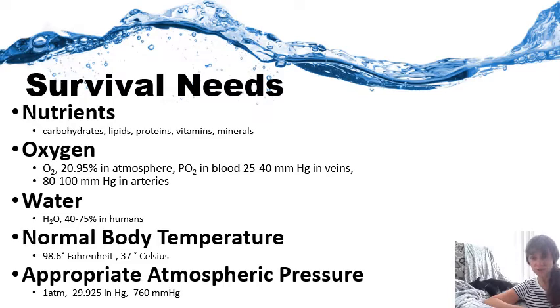Normal body temperature at 98.6 degrees Fahrenheit is a range. Not everybody has a normal body temperature of 98.6. My normal body temperature is 97.1. If I measure 98.6, I probably have a fever.